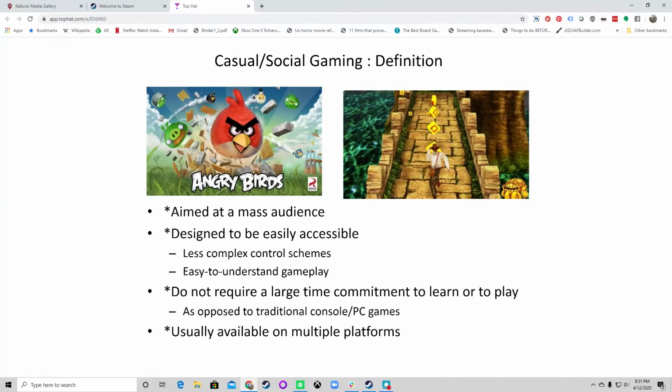So a casual game is aimed at a mass audience. It's designed to be easily accessible. If you identify yourself as a gamer, these generally aren't the games that are marketed directly to you. You might play them and enjoy them, but you're not the key market for this.